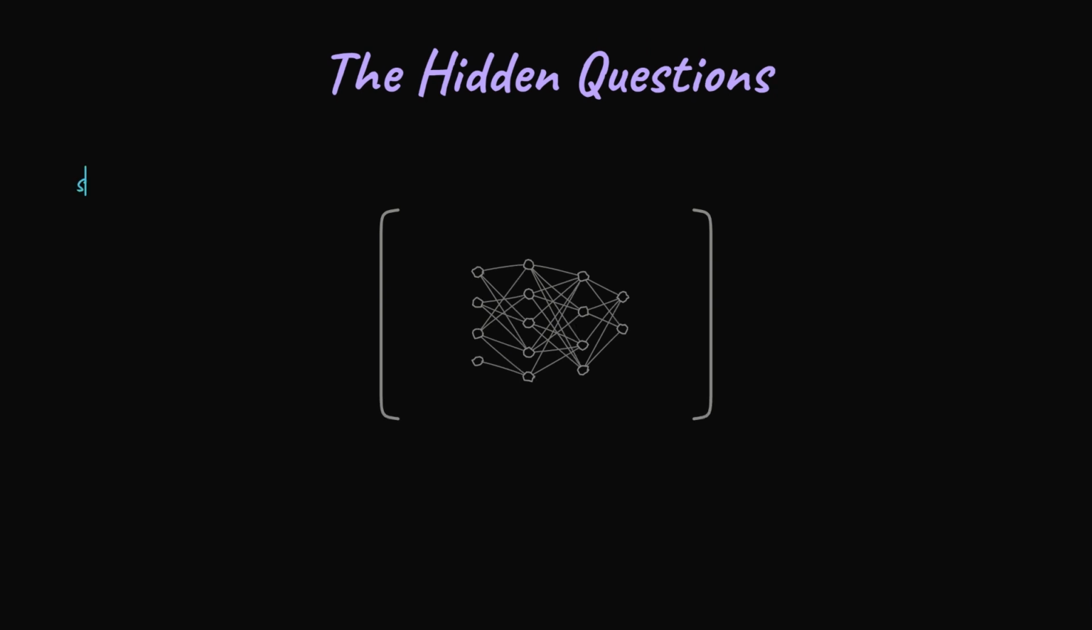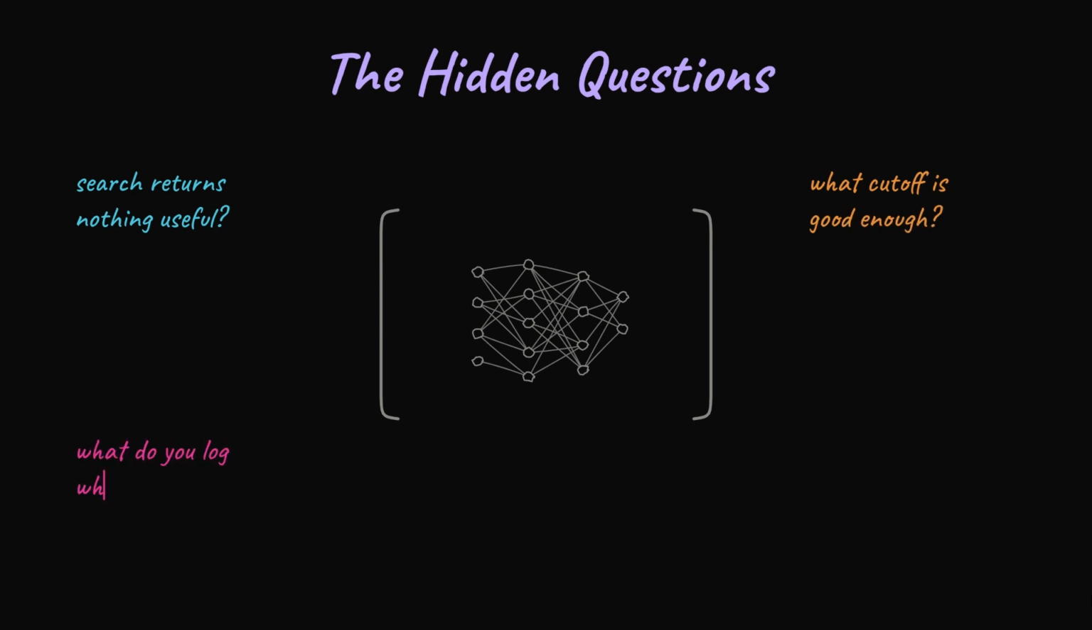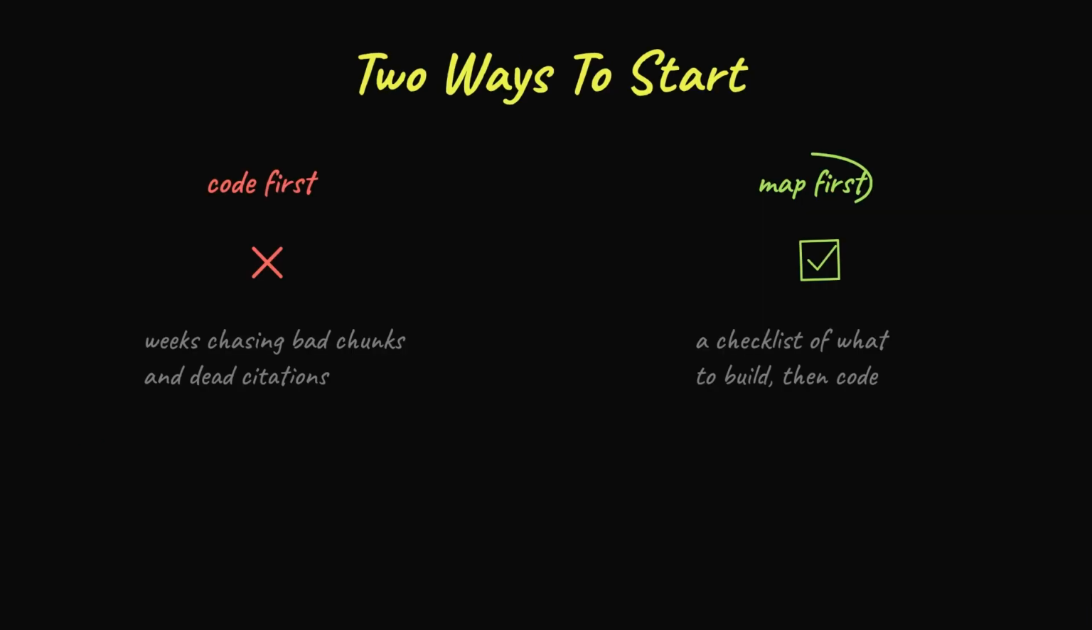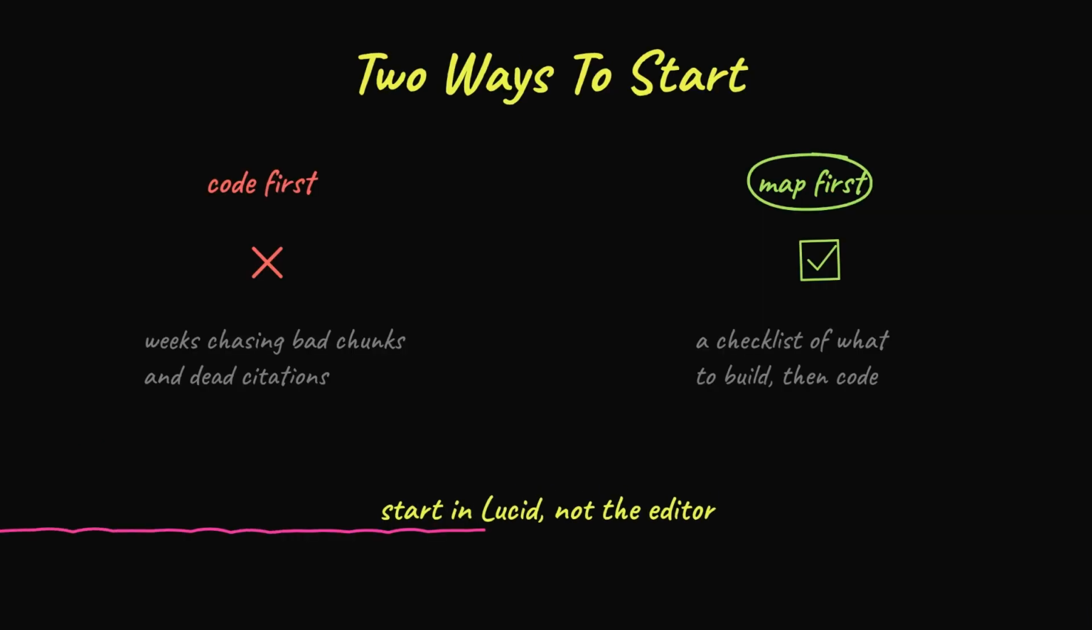But the moment you sit down to code it, you run into questions nobody warned you about. What happens if the vector search comes back with nothing useful? What's your cutoff for good enough similarity? What do you actually log when something breaks? Which of these outputs even matter for testing quality later? None of that shows up in the 6-step version, and that's exactly why mapping it out first saves you time.